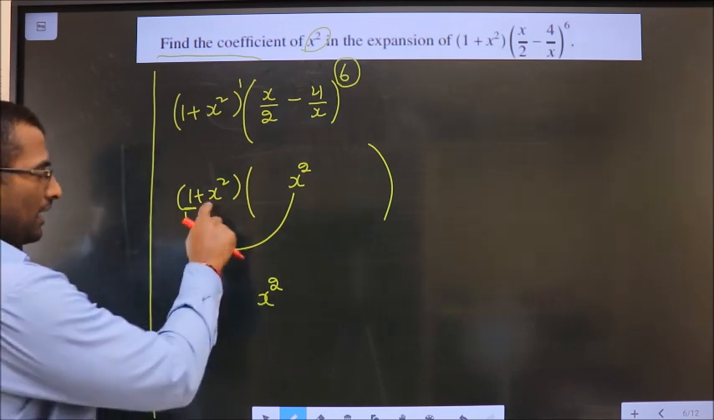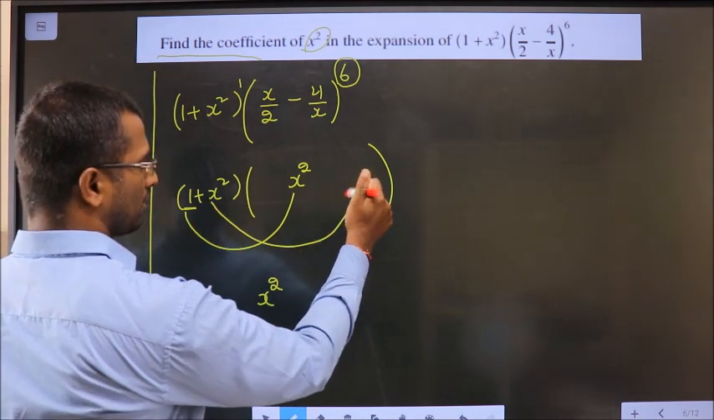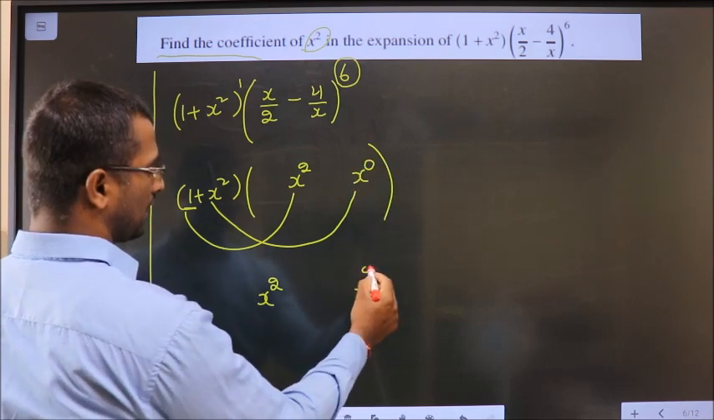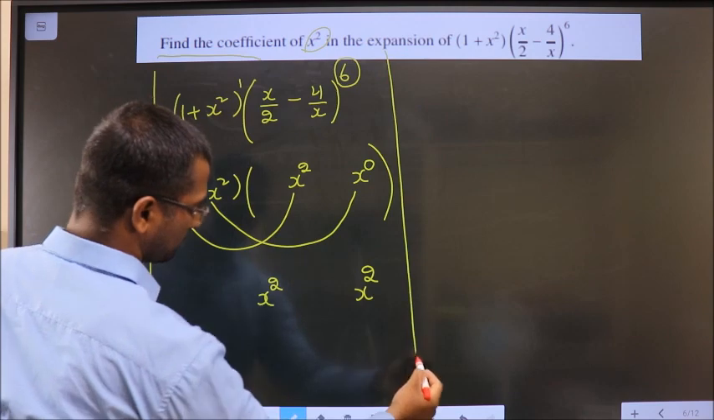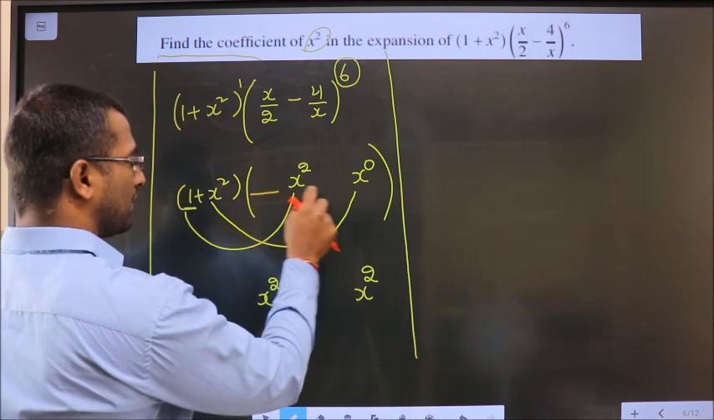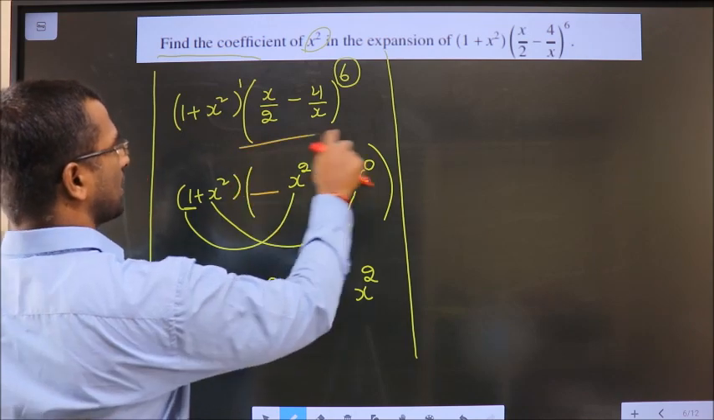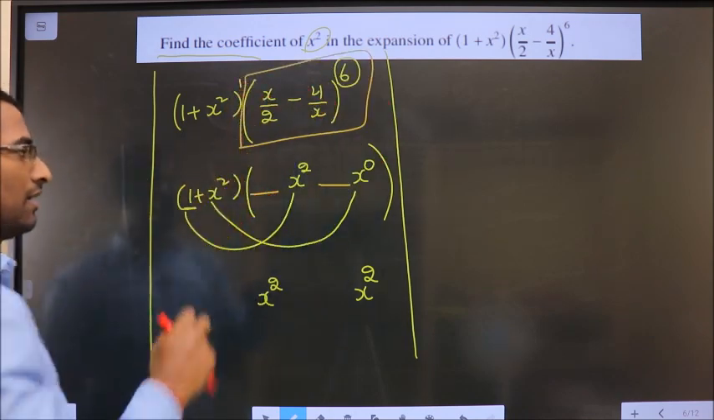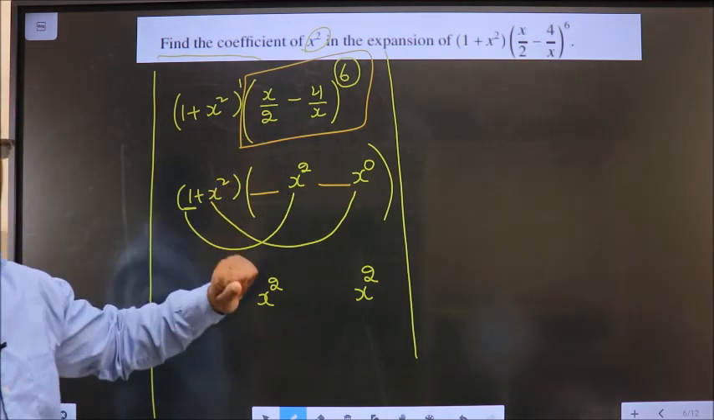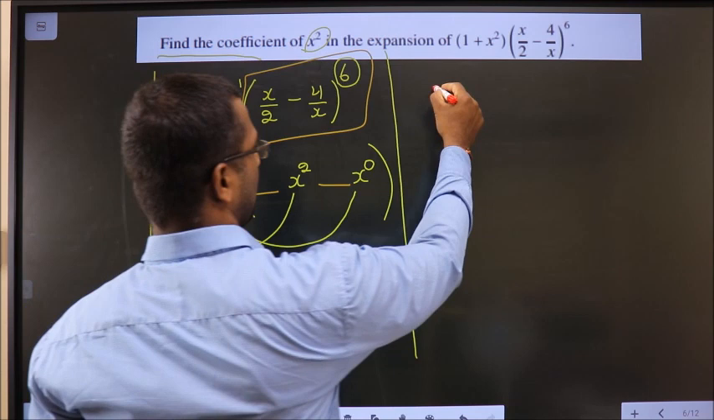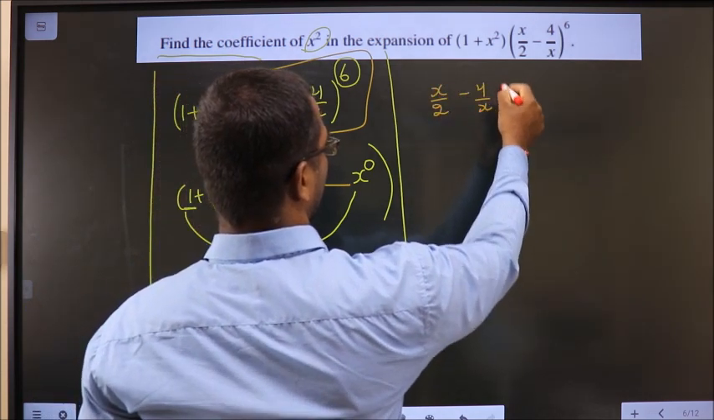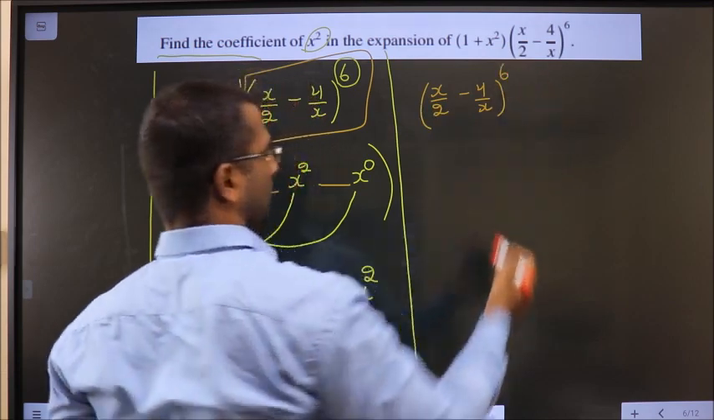Now, x square should be multiplied with what, such that it results in x square? It should be multiplied with x power 0, then only it will result in x power 2. Now, I need to find the coefficient of x square and x power 0 in this. Clear? So, let us write separately, that is (x by 2 minus 4 by x) power 6.